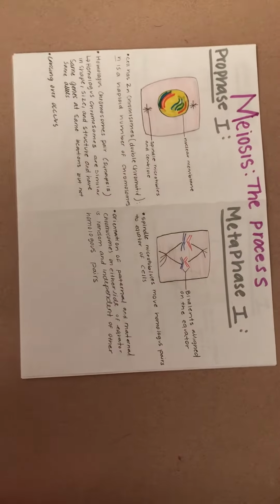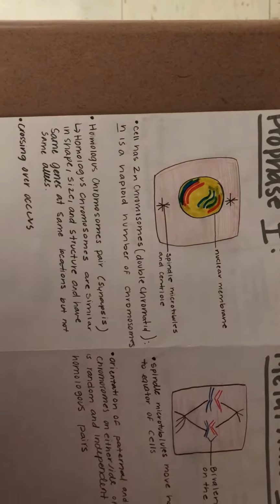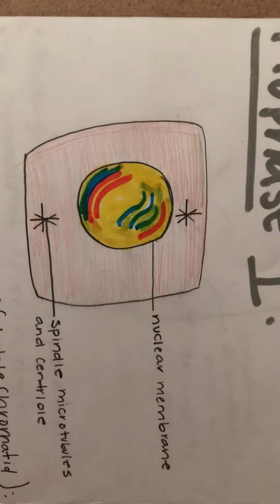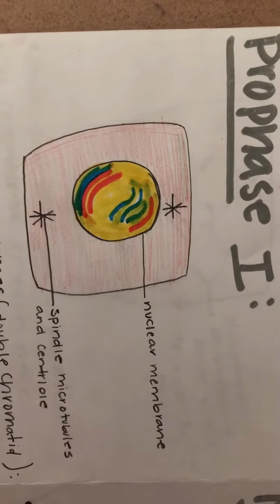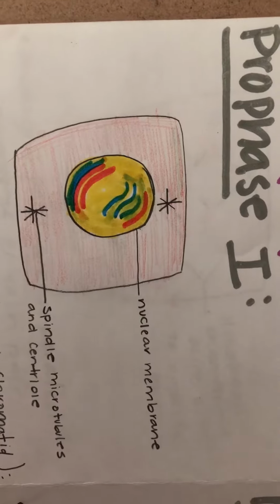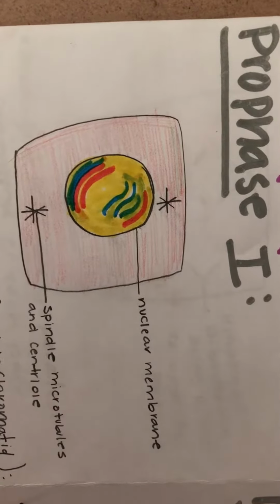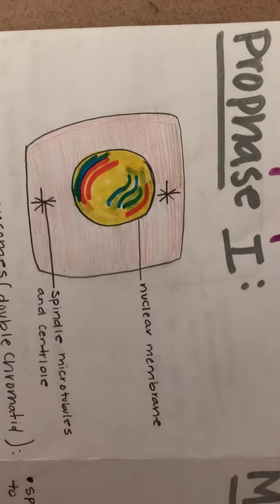Meiosis, the process. The beginning stage of meiosis is prophase 1, in which there is a nuclear membrane and spindle microfibers in the centriole. The cell has 2N chromosomes, which means there's a double chromatid, and N is the haploid number of chromosomes. Homologous chromosomes pair, which is called synapsis, and homologous chromosomes are similar in shape, size, and structure, and have the same genes at the same locations, but not the same alleles. Crossing over then occurs.